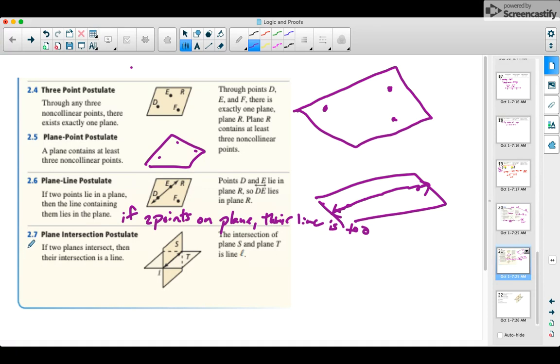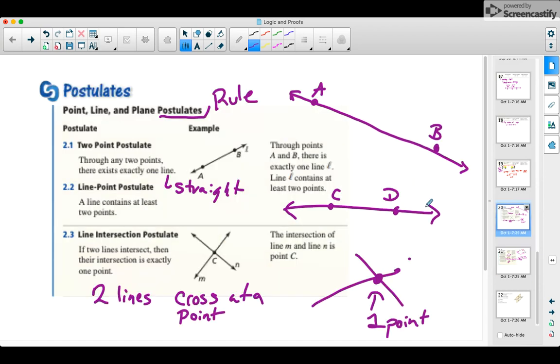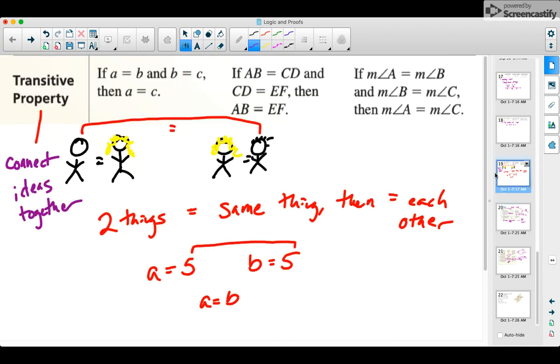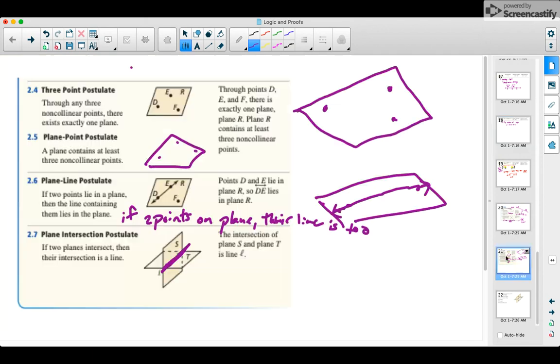And finally, the plane intersection postulate, which says that if I have 2 planes and they cross each other, they cross at a line. So all of these different postulates are just things that you already know and that you probably just never really took time to think about. So going back, if I have 2 points, one line goes through them. If I have a line, it has to have 2 points because that's the reverse of this idea. That's the symmetric property of that rule.